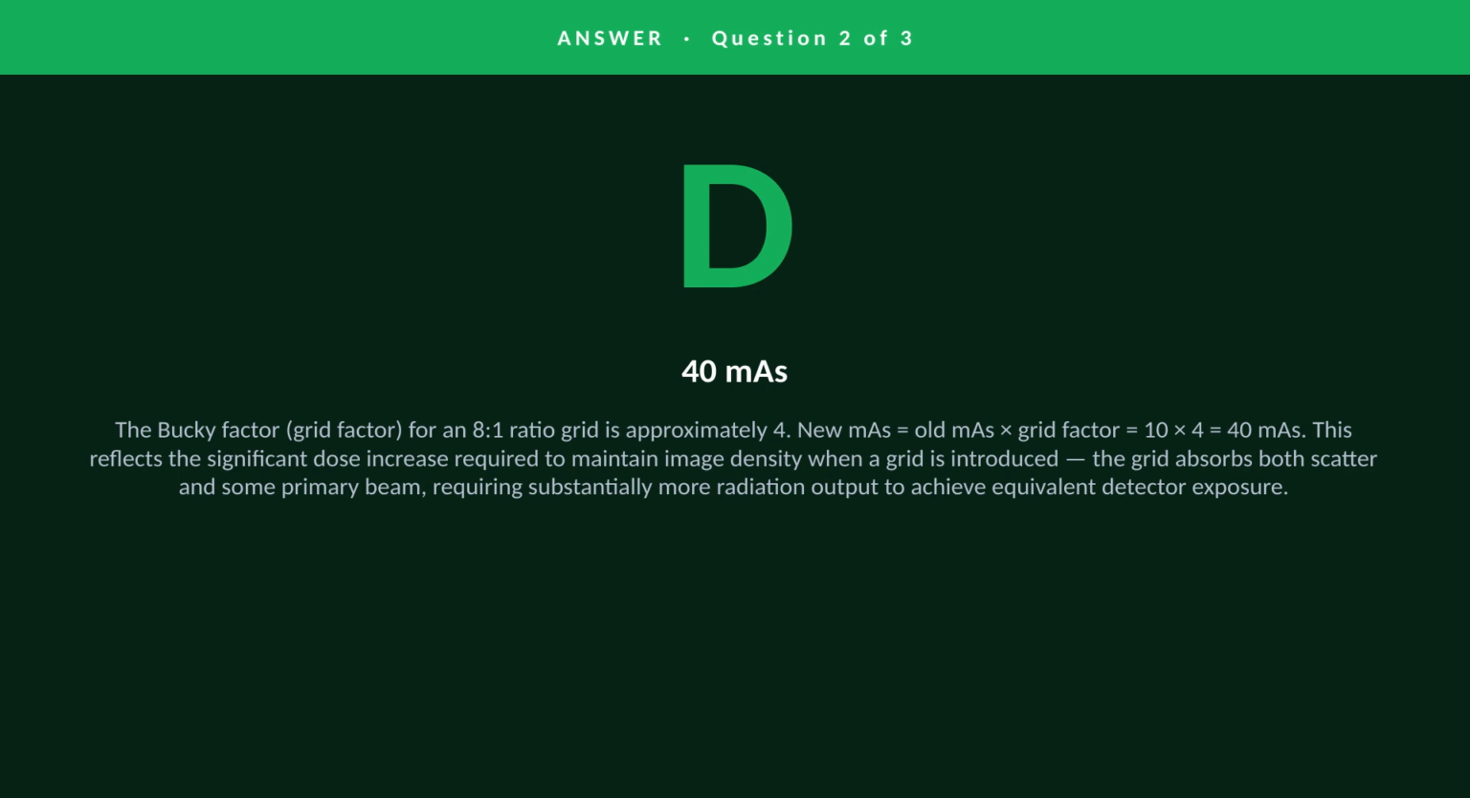The grid absorbs both scatter and a portion of the primary beam, requiring substantially more radiation output to achieve equivalent detector exposure.